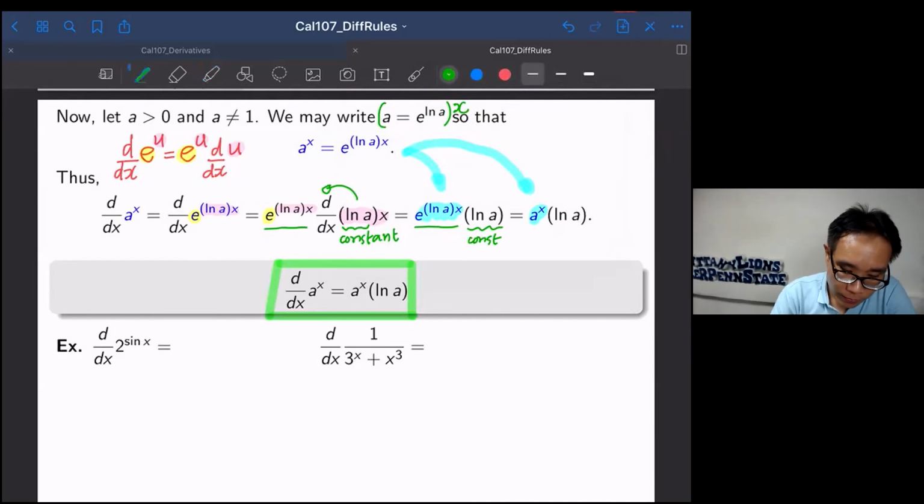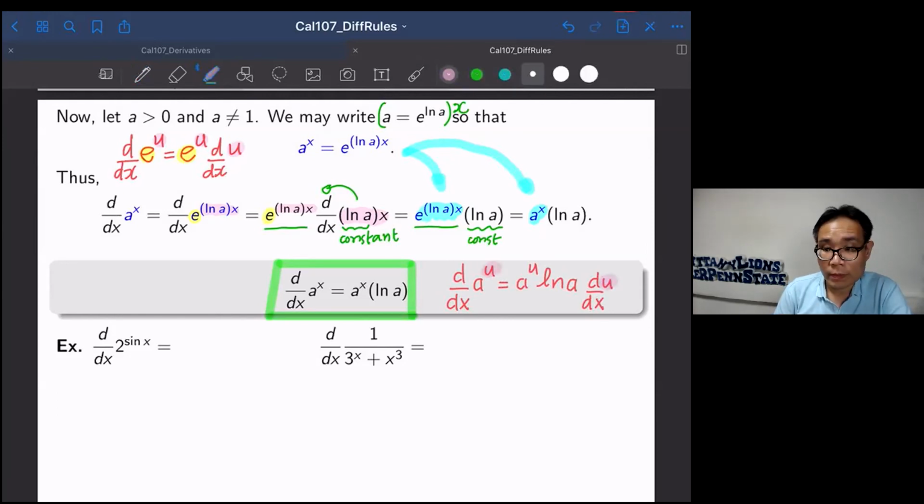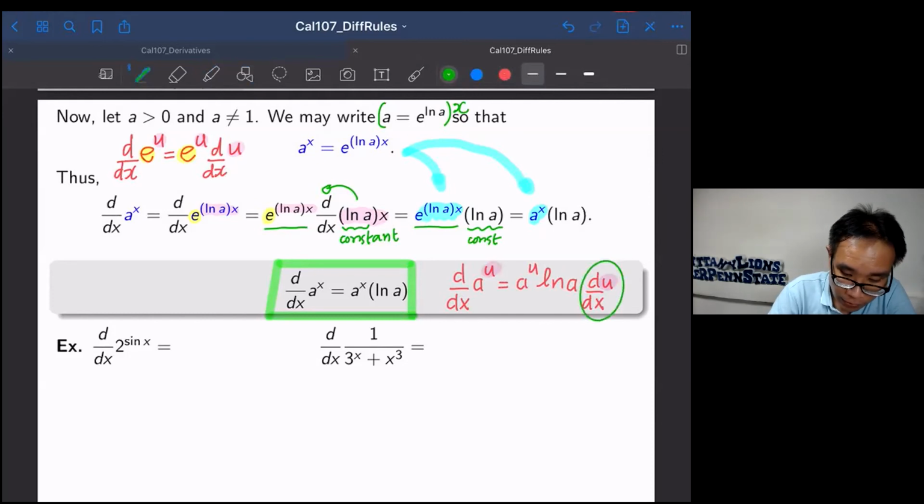We have before the derivative of e to the u. So can we write it in terms of the derivative of a to the u? If I ask you what is the derivative of a to the function u, you see that it's going to be the whole thing: a to the u log a, and you differentiate the function inside, so it's going to be du dx. This one is the derivative of the function inside.